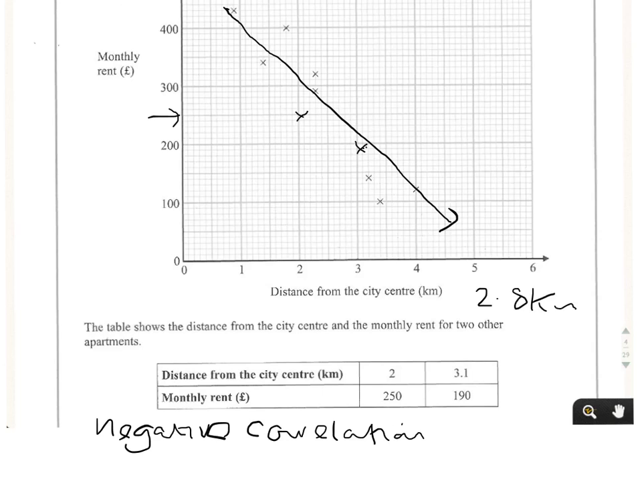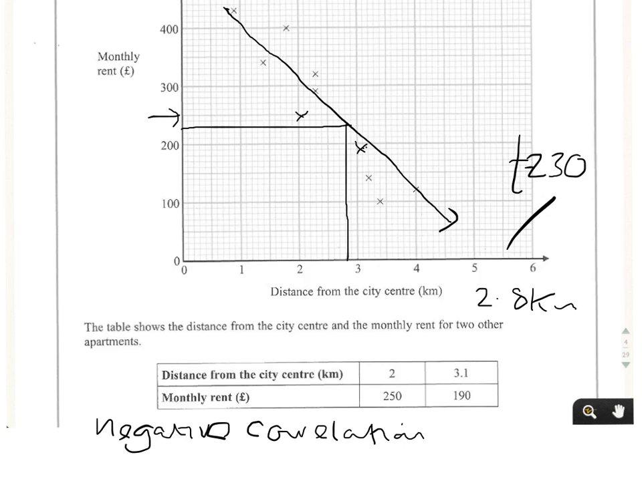to estimate, you go up to the line and come across. So my estimate then of 2.8 kilometres is that I'm going to be paying £230 per month. Now your line might not be in the same position as my line.